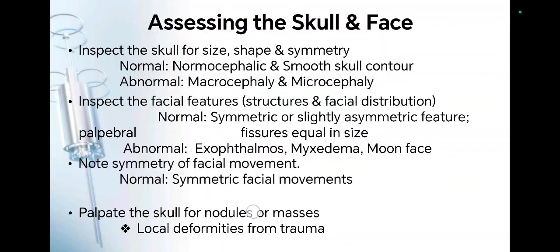So what are the things that we need to inspect in the skull or face? Inspect the skull for size, shape, and symmetry. Normally, it is normocephalic with a smooth skull contour. Abnormal findings may include macrocephaly, or increased head circumference, or microcephaly, decreased head circumference. You may also inspect the facial features and distribution. Normally, they should be symmetric or slightly asymmetric, and the palpebral features are equal in size.